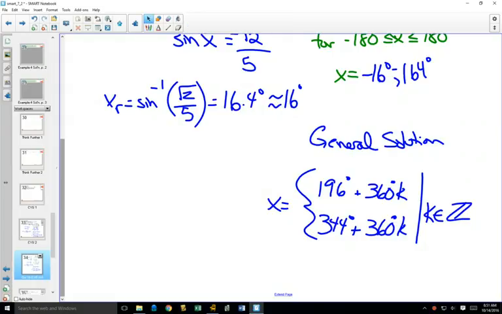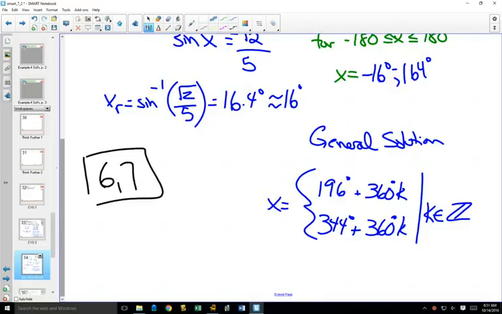Okay, so the ones that we can do for practice are number 6 and 7.